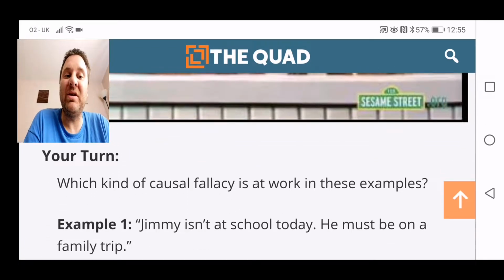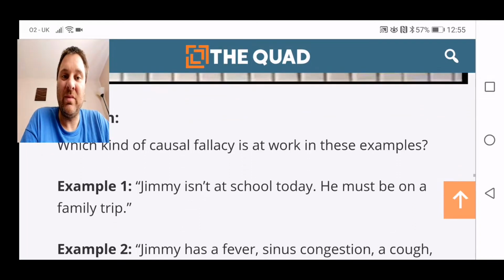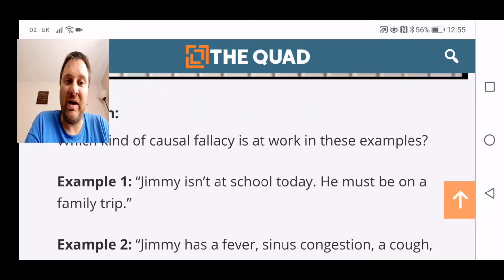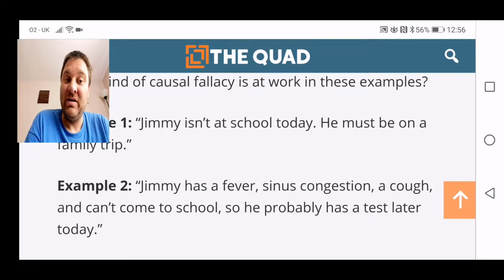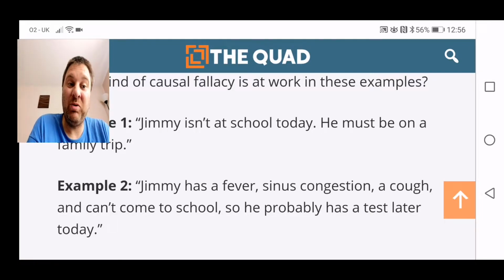Which kind of causal fallacy is at work in these examples? Jimmy isn't at school today. Keep using that word, school. I'll start that again. Jimmy isn't at indoctrination centre today. He must be on a family trip. Jimmy has a fever, sinus congestion, a cough, and can't come to his indoctrination centre today. So he probably has a test later today.